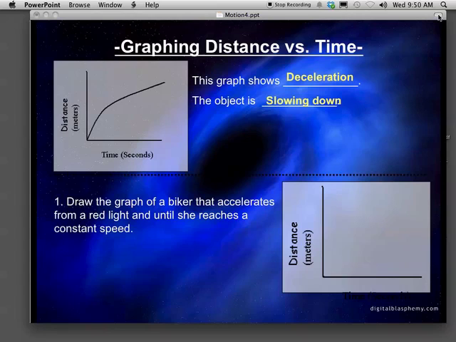All right, you draw the line showing it. Oh, it's already on your paper, isn't it? A biker accelerating from a red light. What happens to the slope? He's accelerating. It gets steeper. Then they reach a constant speed. What happens to the line? It stays straight.